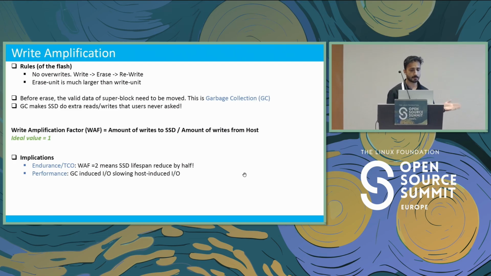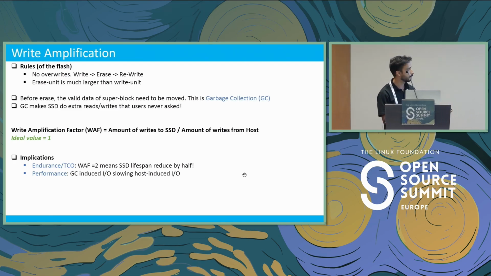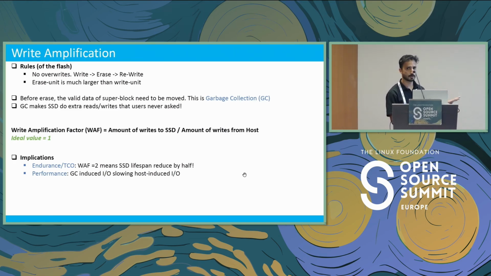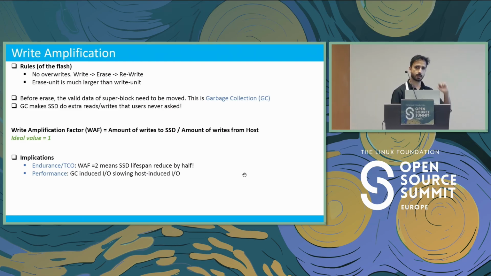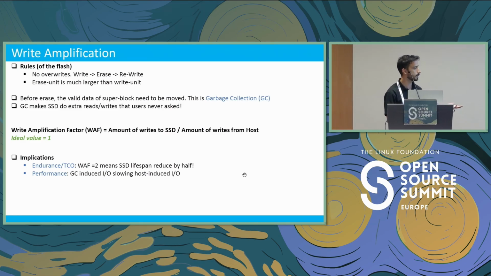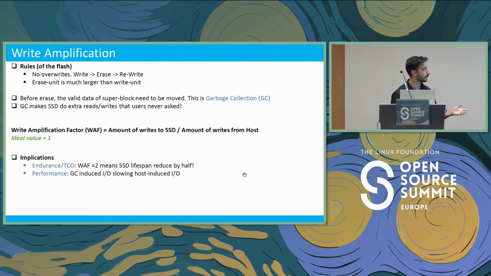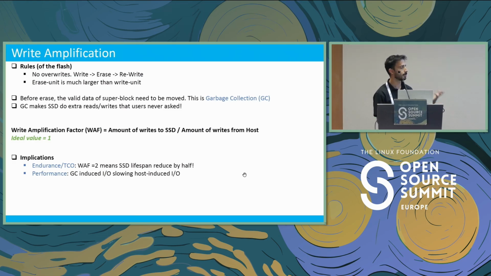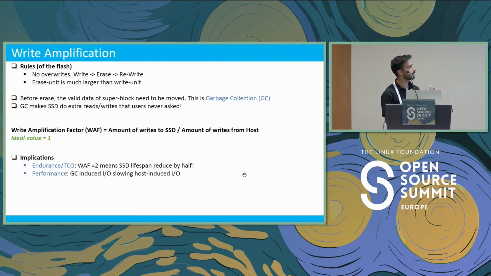The second part is the performance, which I said that whatever is happening due to GC is extra. You never ask for it, and if it is happening while your IOs are also happening, it's basically interference, right? You don't want your IO to be slowed, or you don't want SSD bandwidth to be shared by internal operations.